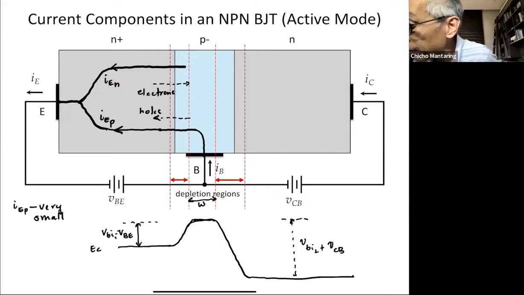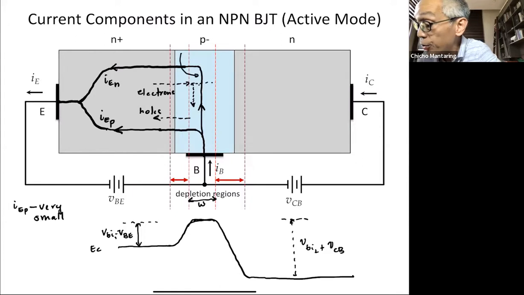Okay, anong mangyayari dito sa electrons na to na pumapasok sa base area? Yung iba sa kanya is going to recombine. So this is a recombination. In which case, part of it, due to recombination, will form part of the base current. So this current here is due to recombination.